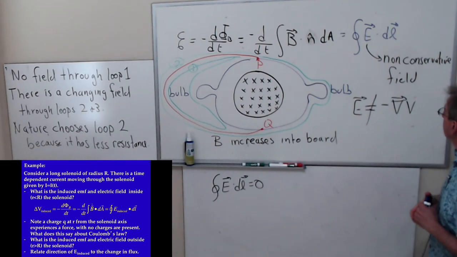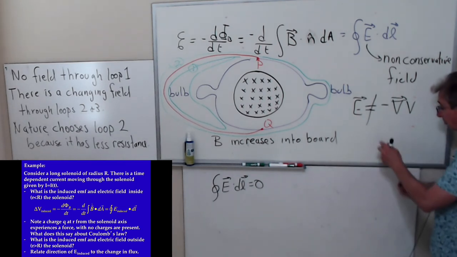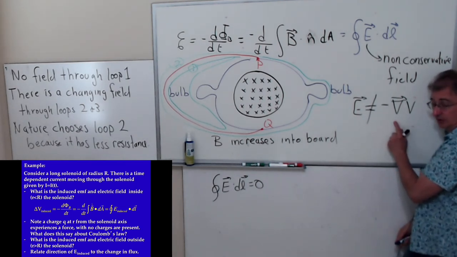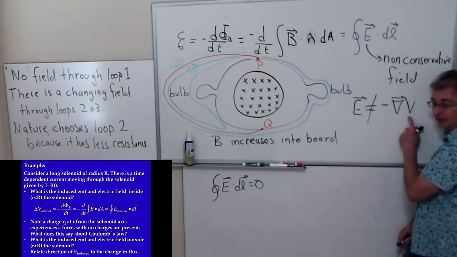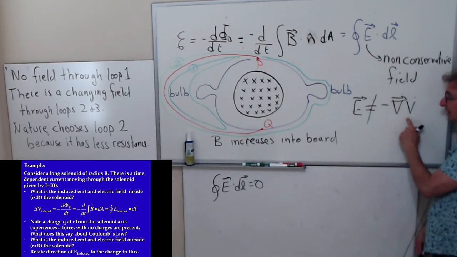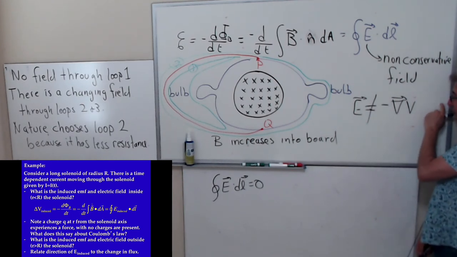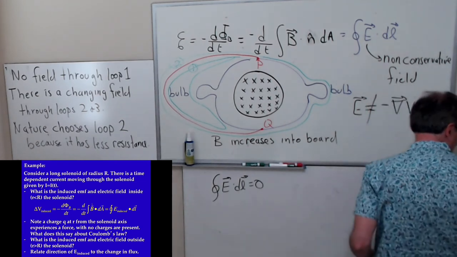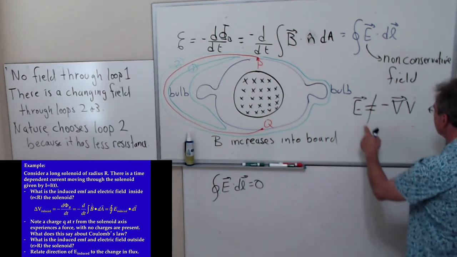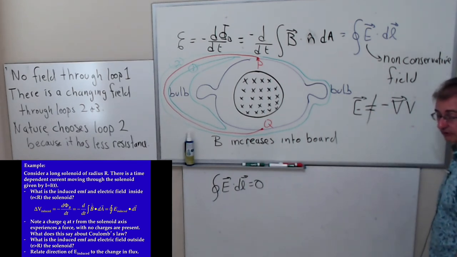But the big thing here is you cannot say this anymore. You cannot say E is minus the gradient of potential. It turns out that there's a second term here for E that we can't discuss in this class, but I'm just telling you that. You just need to know that you can't say this anymore when you have a non-conservative electric field.